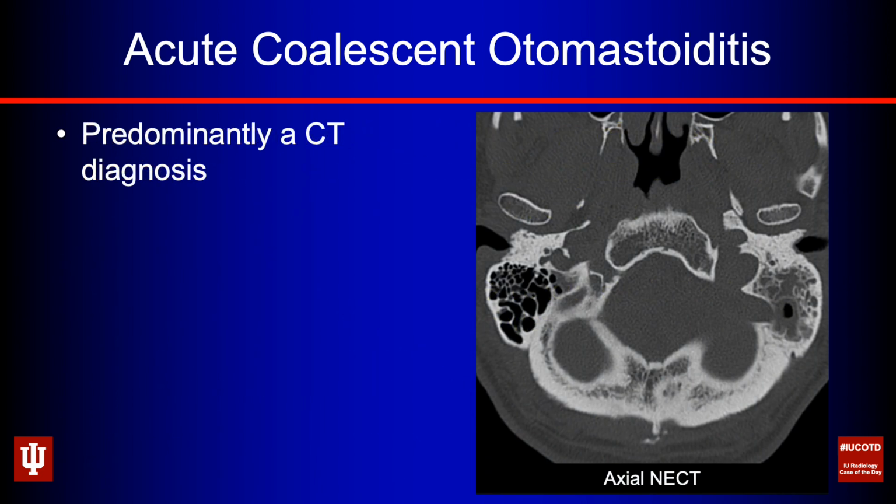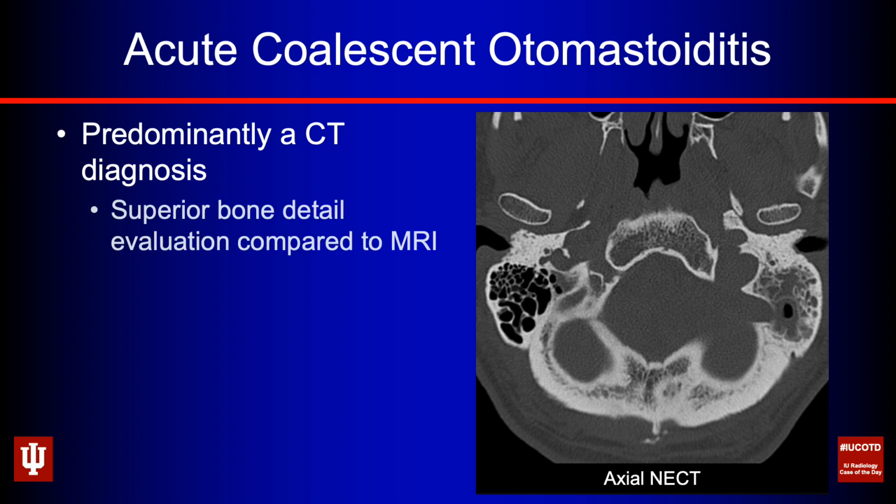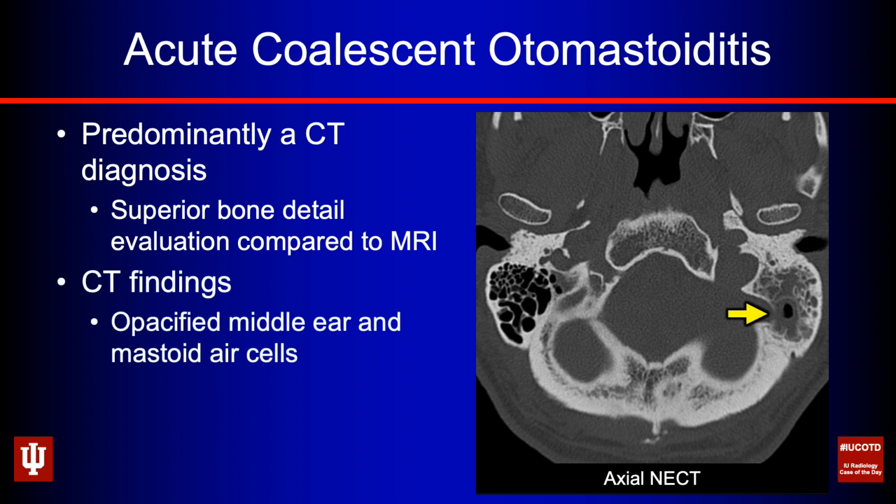So how do we approach these in terms of an imaging workup? CT is really our frontline player. We talked about this in the temporal bone anatomy talk. We talked about this in the conductive hearing loss talk. CT is really the first modality that you turn to, and that's because it provides superior bone detail compared with MRI. So what are we looking for on CT? Well, the first thing that you want to look for is opacification of the middle ear and the mastoid air cells. That in and of itself is a non-specific finding.